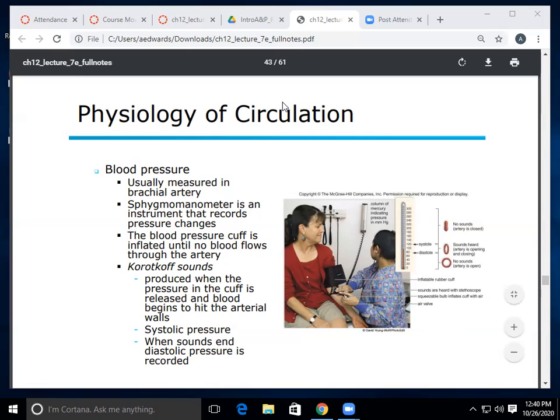And remember, what is systole? Systole has to do with atrial contraction, right? Okay, link back to what we talked about last week. Diastole having to do with ventricular contraction, okay? So when the sound's gone, that's when you record diastolic pressure.